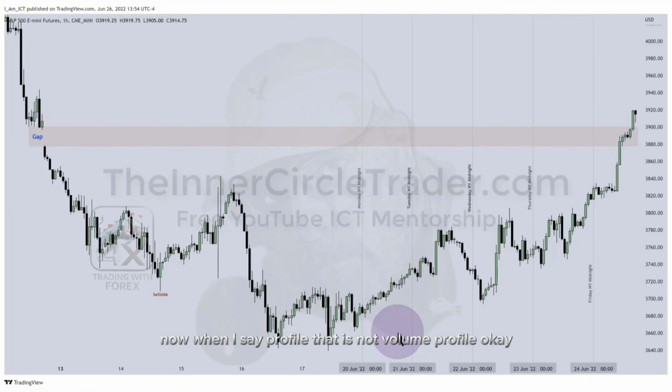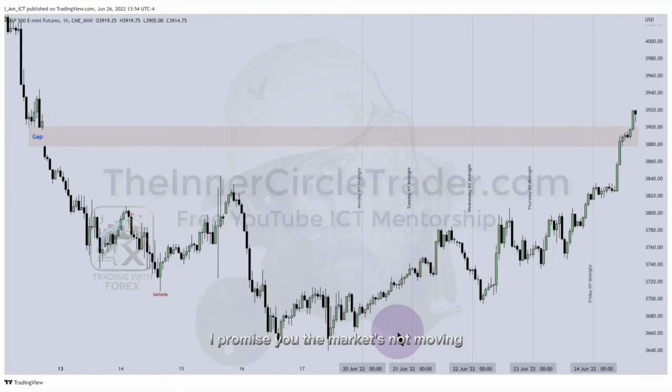Now, when I say profile, that is not volume profile. I do not use volume profile. I do not use footprint. I do not use depth of market. They are all gimmicks. And I know that's going to upset some of your followers that use that stuff.